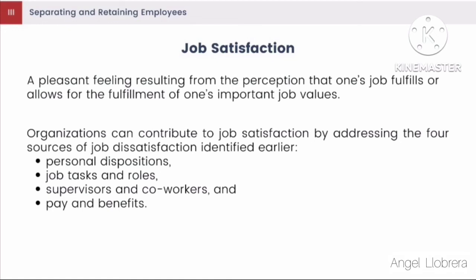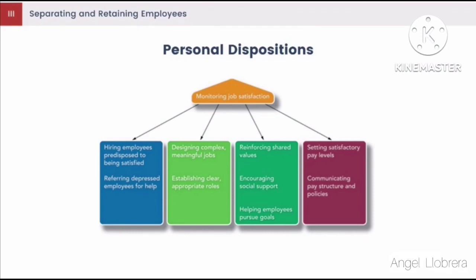Next is job satisfaction, which is defined as a pleasant feeling resulting from the perception that one's job fulfills or allows for the fulfillment of one's important job values. It has three important aspects to be considered: the function of values, the different views of employees, and their perception. The next slide shows the different sources of job satisfaction, and we may start from the personal disposition. Disposition is defined as their mood or general attitudes about their lives.